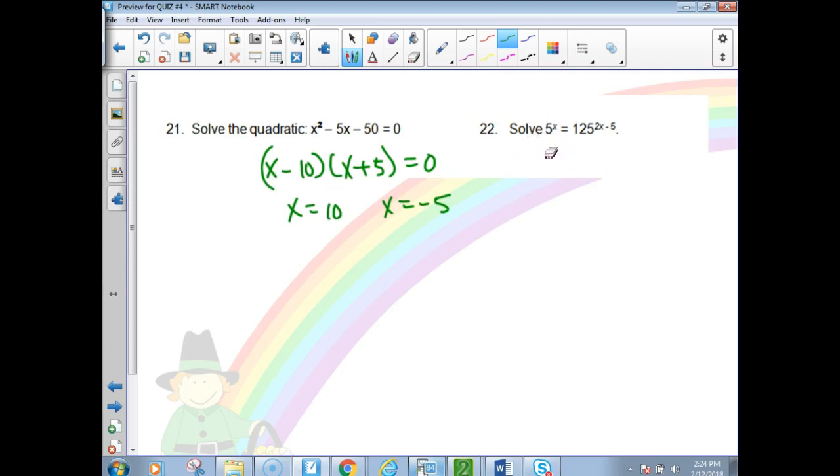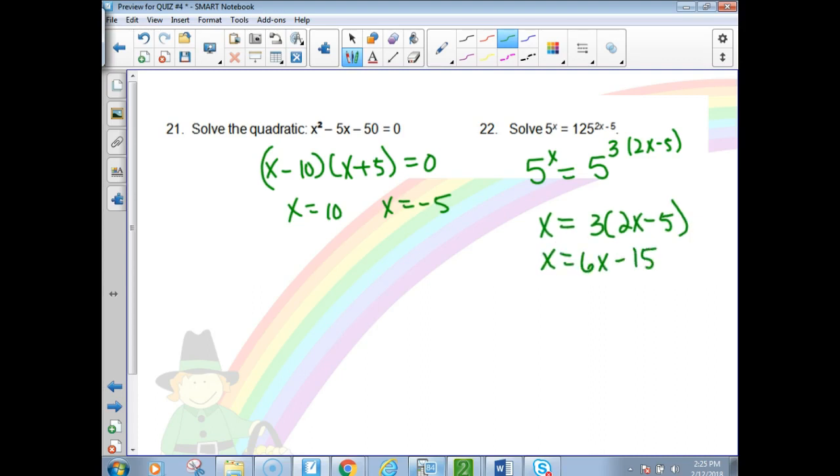All right, rewrite in base 5. 5 times 5 times 5 is 125. Okay, then once the bases match, you can drop the bases and set the exponents equal. And that would be x equals 6x minus 15. Negative 5x equals negative 15. Divide by negative 5, we will get 3. You can do it by logarithms, but you still should get 3.